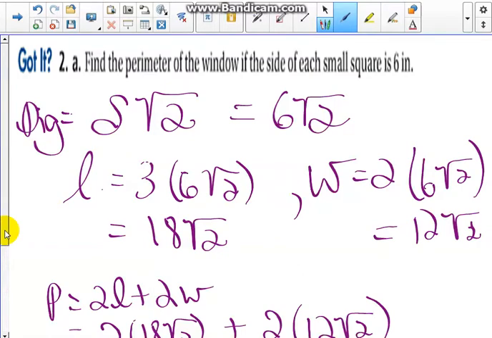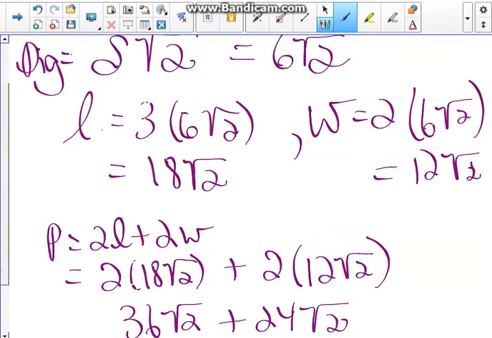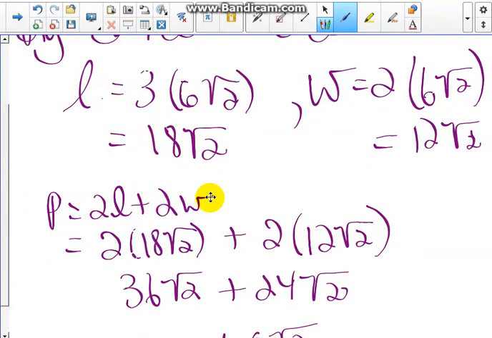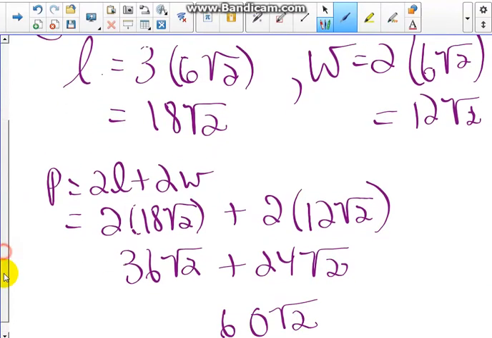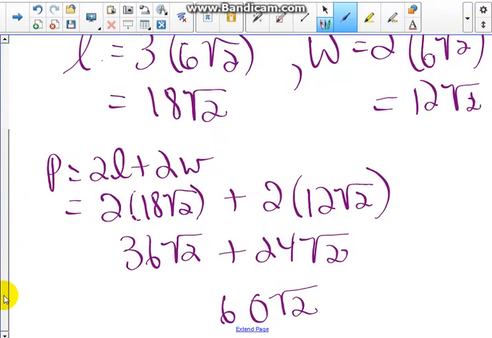Now, plug them into your perimeter formula. Perimeter equals 2 times the length plus 2 times the width. So you just plug in for length and width, and we get 2 times 18 radical 2 plus 2 times 12 radical 2, which comes out to 36 radical 2 plus 24 radical 2, which comes out to 60 radical 2. I didn't plug that in the calculator, but you're welcome to do that. For time's sake, I'm going to move on.